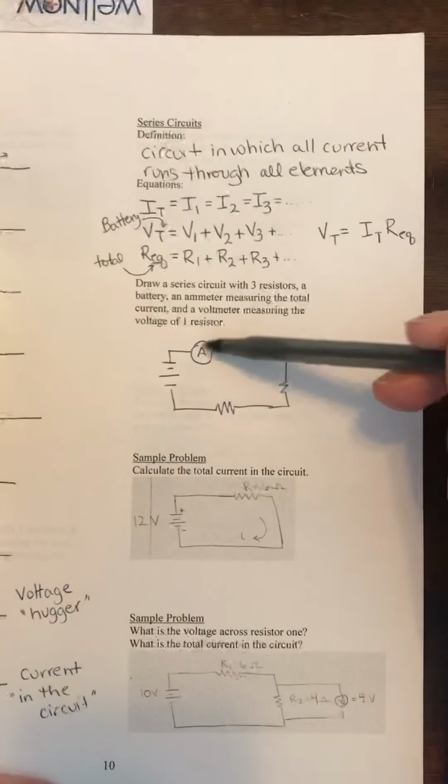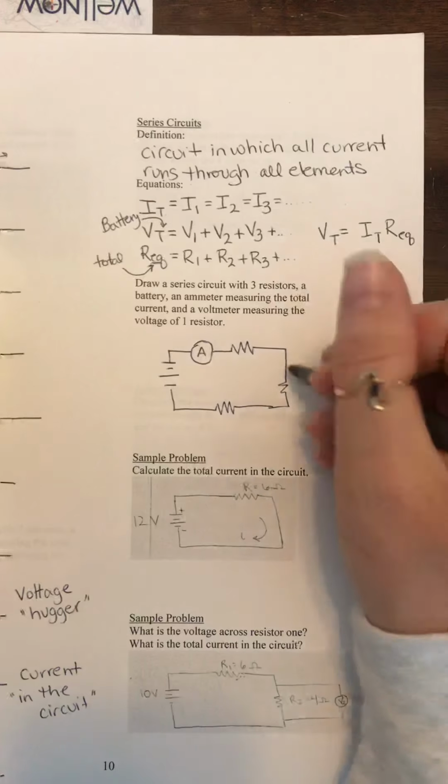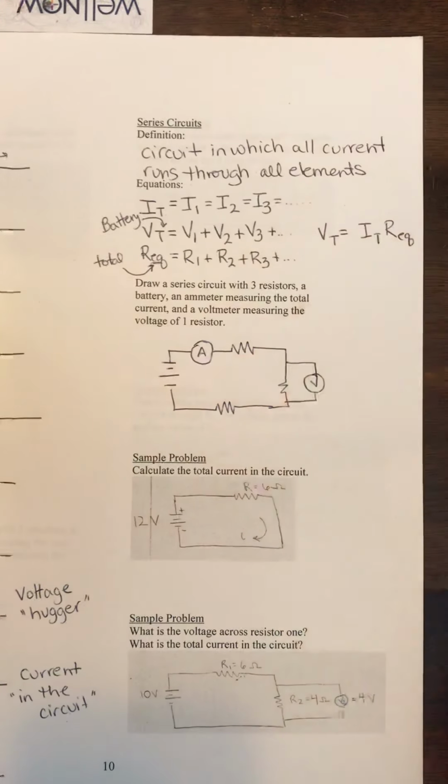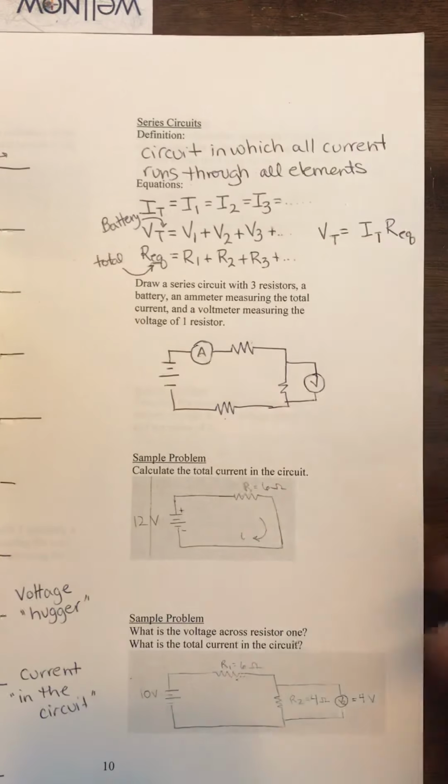Okay, so here's my ammeter measuring the total current. Now, true story is that the current is the same throughout, so it doesn't really matter where you put this, right? I've got my 3 resistors, and I need a voltmeter measuring the voltage of one resistor. Here's my voltmeter hugging this resistor. You really could have put it on any resistor, but here we go.